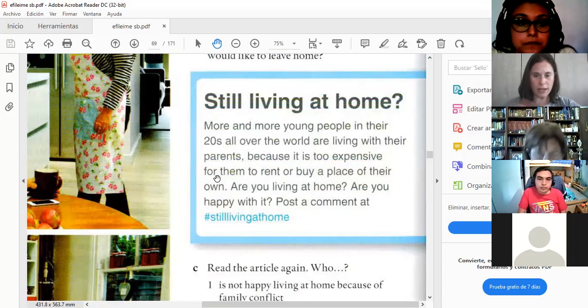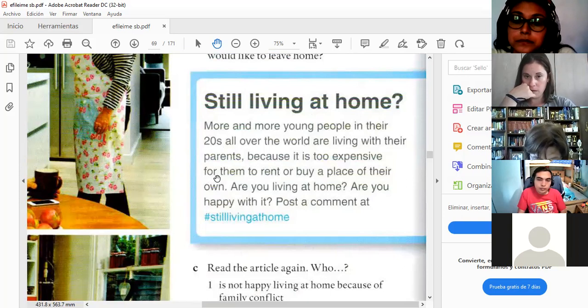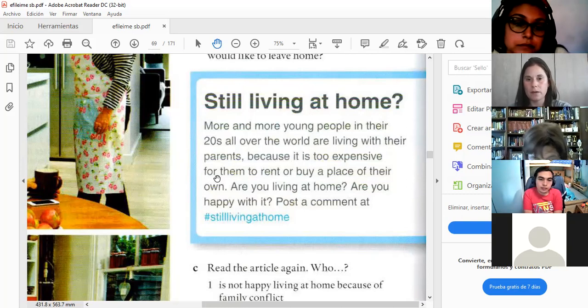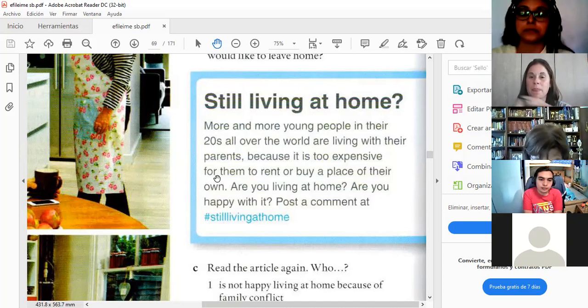Lucas, can you read what you have on the screen? Still living at home? More and more young people in their 20s all over the world are living with their parents because it is too expensive for them to rent or buy a place of their own. Are you living at home? Are you happy with it? Post a comment. Still living at home. Good.